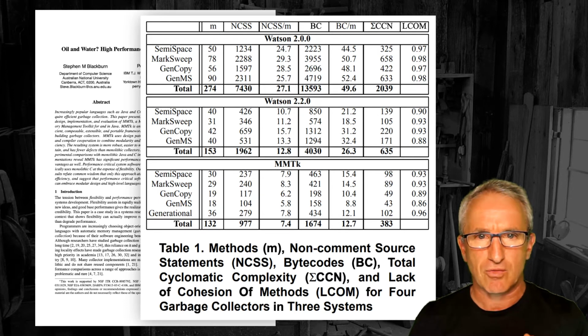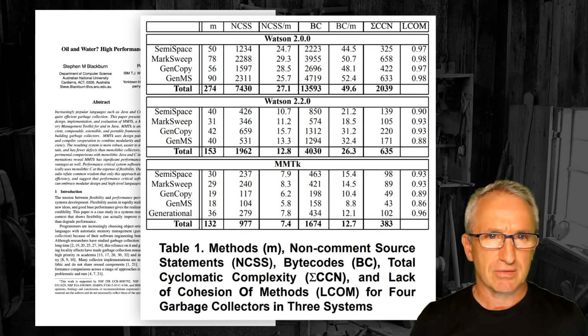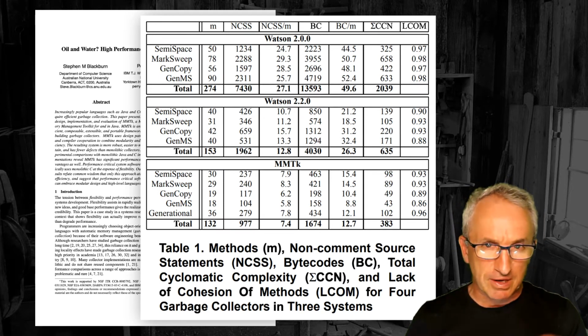This table here reports a bunch of software engineering metrics with respect to two different versions of the original IBM collectors. We call them here the Watson 2.0 and the Watson 2.2. And you can see there are four collectors there: the semi-space, mark sweep, generational copying, and generational mark sweep. And then we replicated those in MMTk. We built the exact same four.